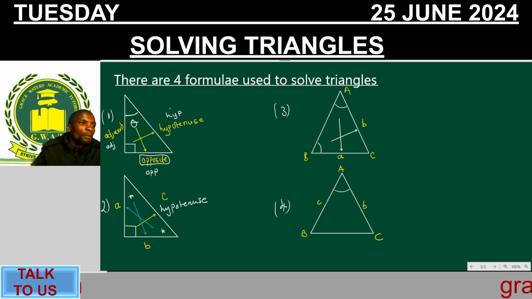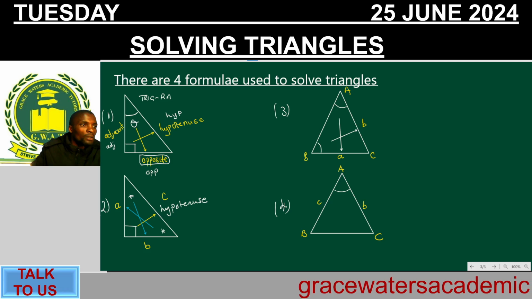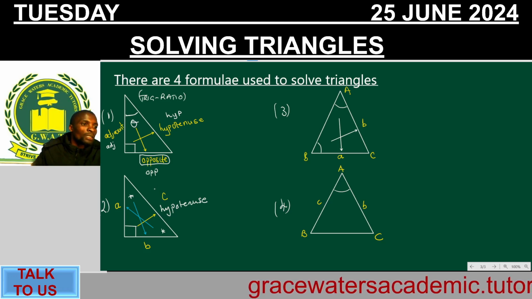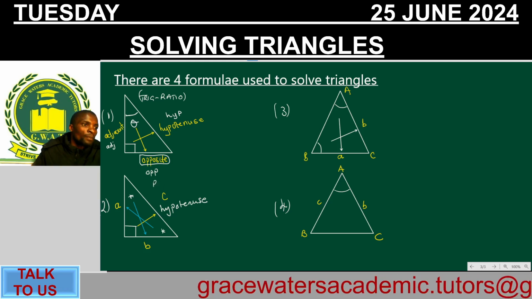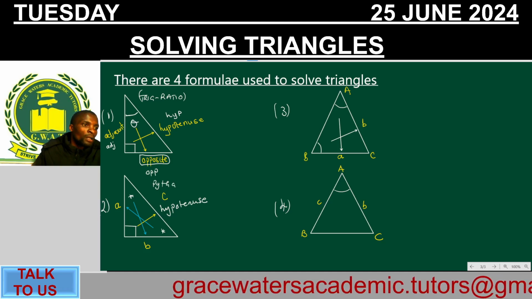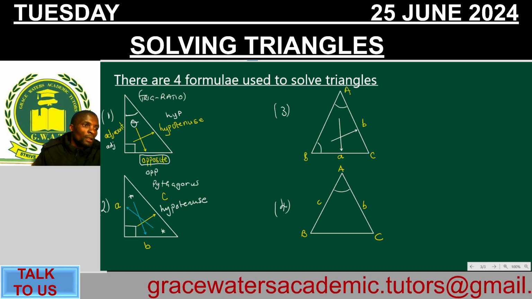Let us consider the formula for triangle 1. Triangle 1 is what you call a trig ratio triangle. It works on the basis of the trig ratio concept, okay? And then triangle 2 works based on the Pythagoras concept, okay? Pythagoras.